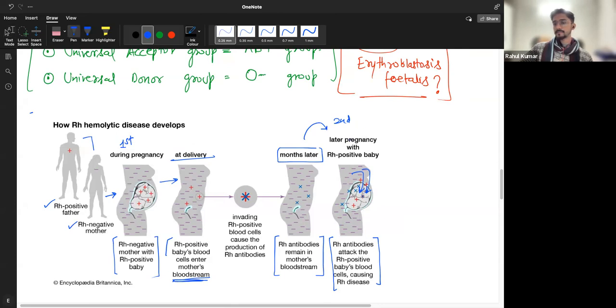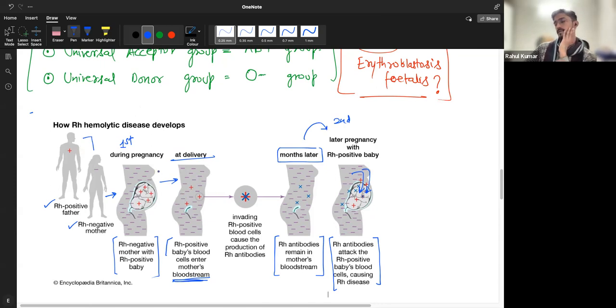Is it clear? Yes, sir. Sir, I have a doubt. Yes, please. You said that the mother's blood does not get mixed with the fetus or the baby's blood, right? Yeah. Then how is the food or the nutrition going to be transferred to the fetus?